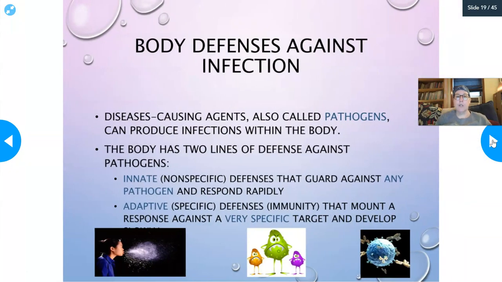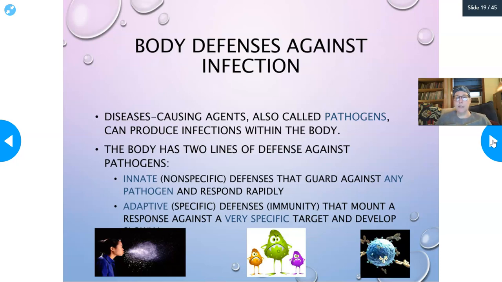Okay. So, body defenses against infection. Disease-causing agents, also called pathogens, so patho is disease, gen to generate, to generate disease, can produce infections within the body. Now, it's worth noting, not all viruses and not all bacteria and fungi are pathogens, so they don't all cause disease. But for those that do cause disease, the body has two lines of defense against pathogens.